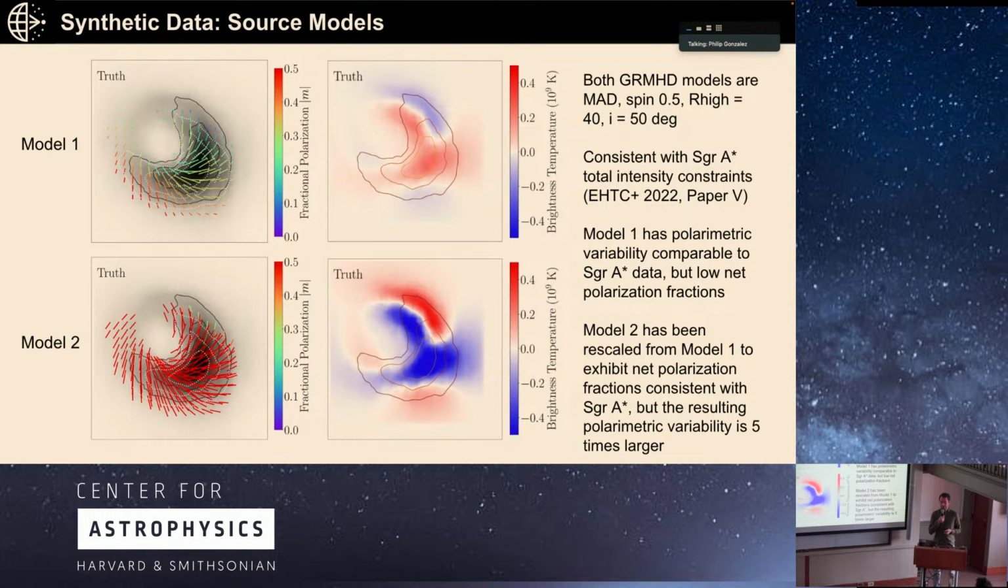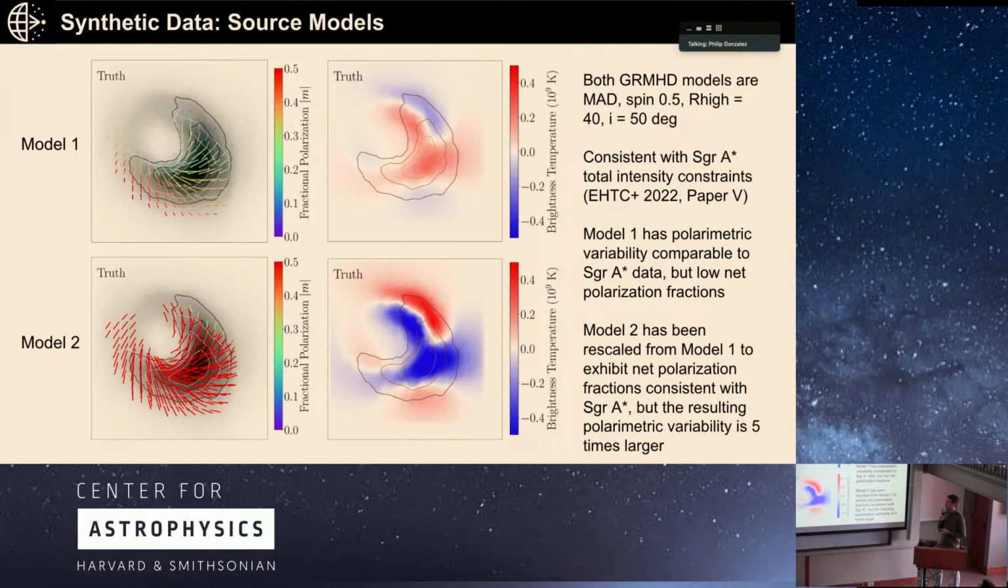So to do this, we use 2 models. These are both coming from the same GR-MHD model that is consistent with our constraints on total intensity for Sagittarius A* that we published in 2022. Here you can see the time average image of both models in linear polarization on the left and in circular polarization on the right. In circular polarization, you can have right or left circular polarization, or positive and negative, which is indicated with the colors. And overplotted here are the total intensity contours.